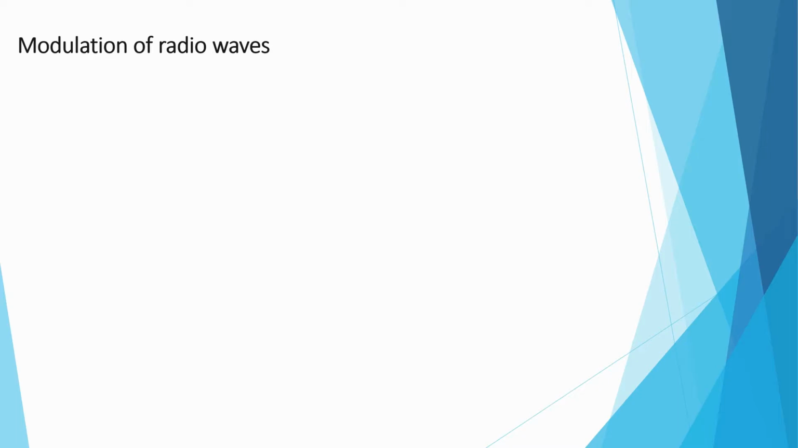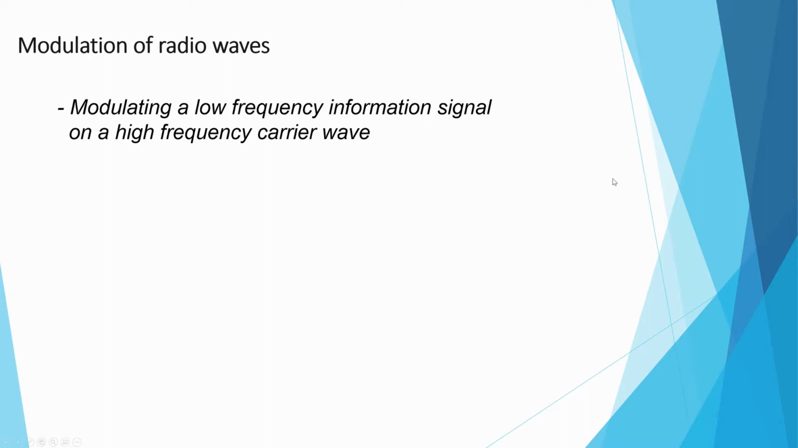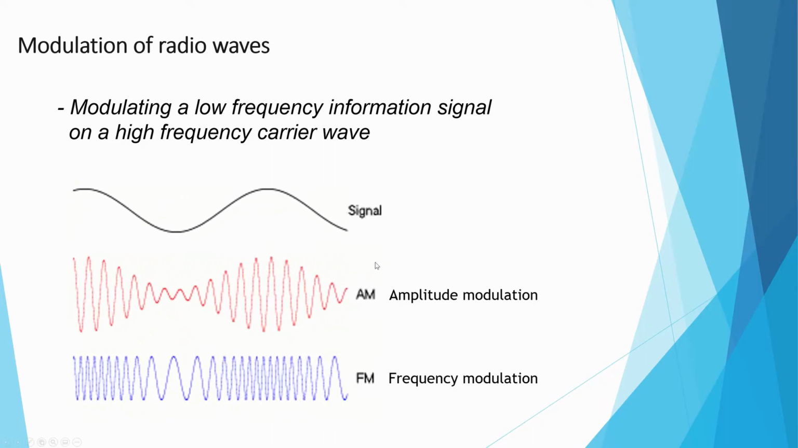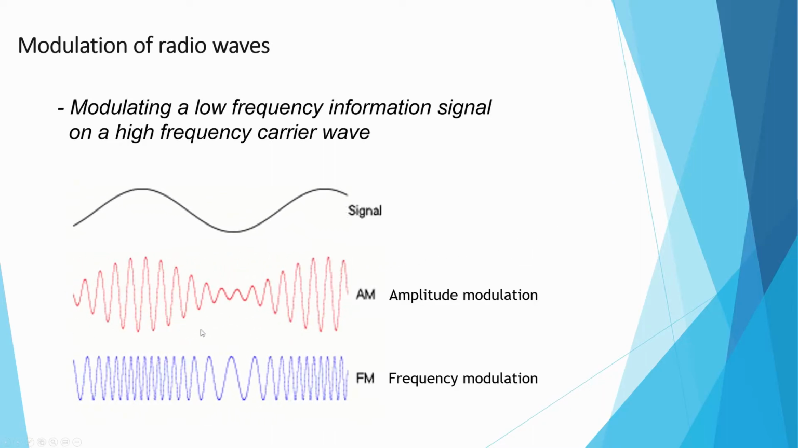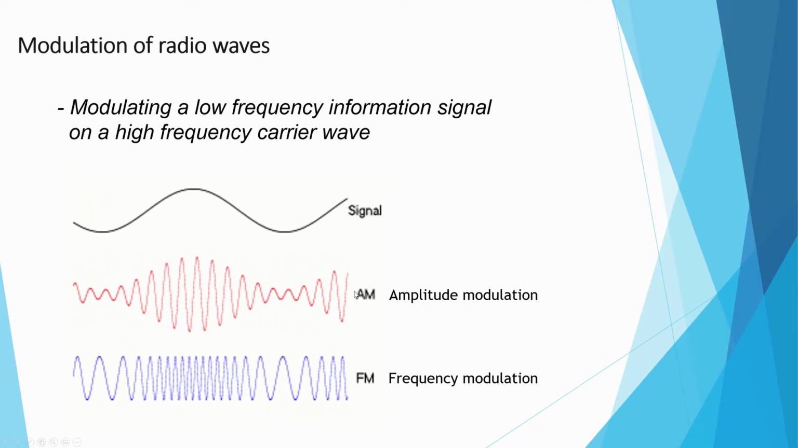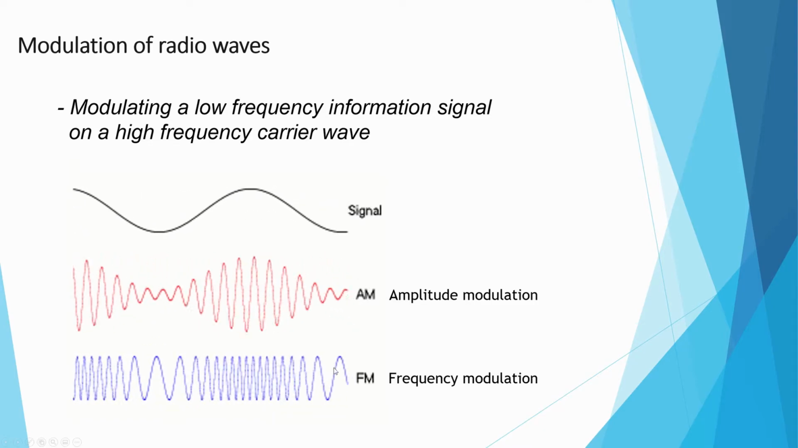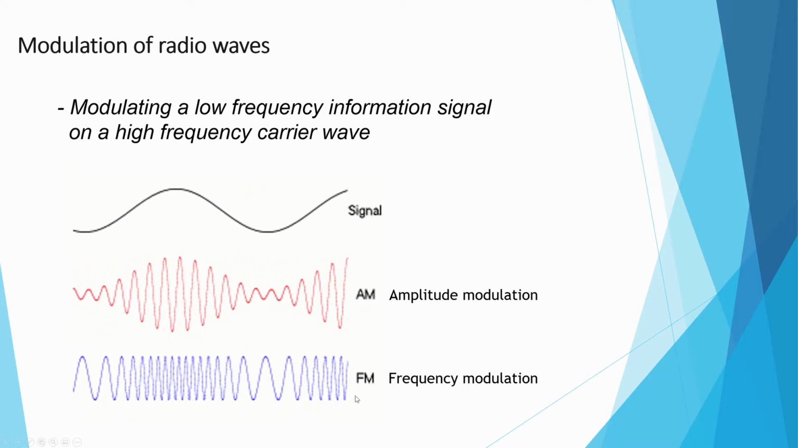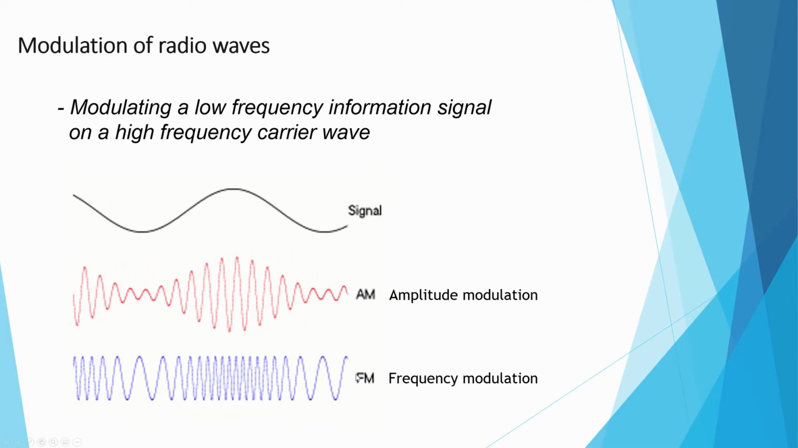Now we want to clarify the modulation of our information signal. As I said before, our information signal is way too weak in its frequency. So what we do is we modulate our low frequency information signal on a high frequency carrier wave. This can either be achieved by modulating the information as a change of the carrier wave's amplitude, called amplitude modulation, or by modulating it on the carrier wave as a change of its frequency. You may know these two concepts from the car radio eventually.